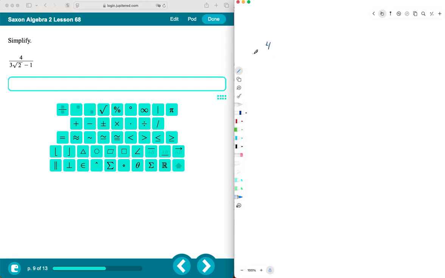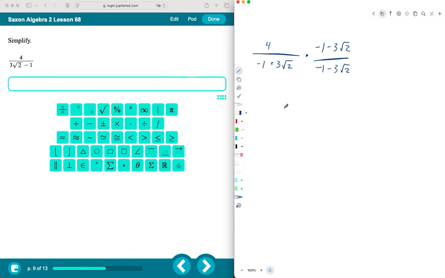This is backwards. We have to rewrite it. Negative 1 plus 3 times the square root of 2. That is in the proper format. Now we're going to multiply by the conjugate. Minus 1 minus 3 times the square root of 2 over minus 1 minus 3 times the square root of 2. All we do is change that operation. And in this case, it was a positive number, so the operation is a plus.